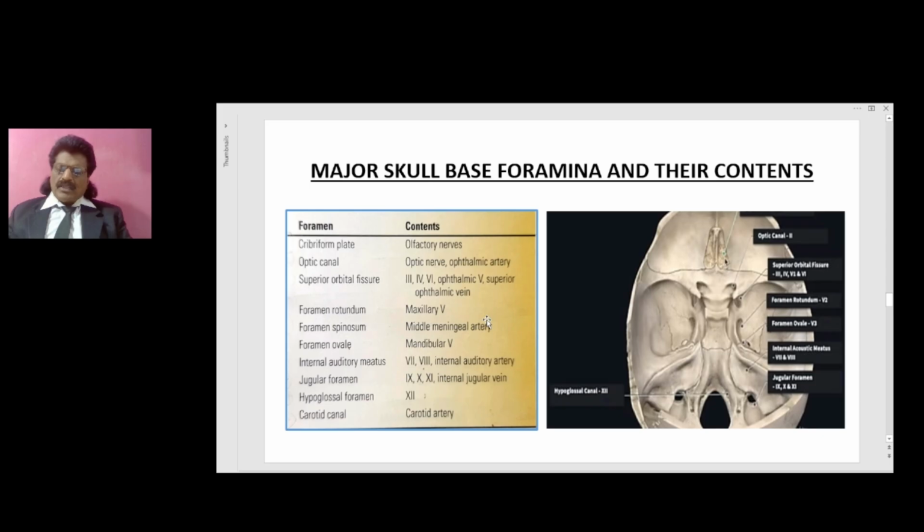Then you have the foramen spinosum, where the middle meningeal artery comes out, and this is very liable, especially for head injury. This artery is liable to get ruptured. Then we have the foramen ovale, where the 3rd division, the mandibular nerve, comes, and then we have the internal auditory meatus, through which the 7th, 8th and internal auditory artery come up, and then we have the jugular foramen, through which the 9th, 10th, 11th and internal jugular vein comes, and then we have the hypoglossal canal, through which the 12th nerve comes, and then we have the carotid canal, through which the carotid artery comes.